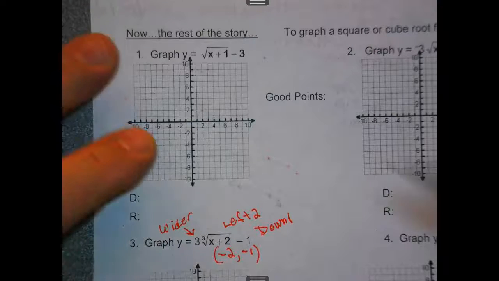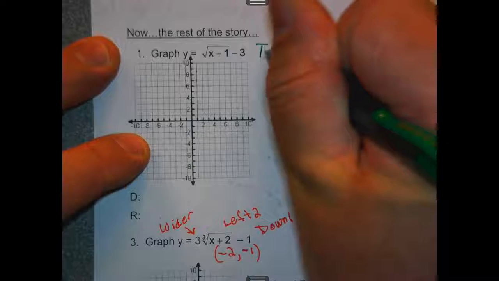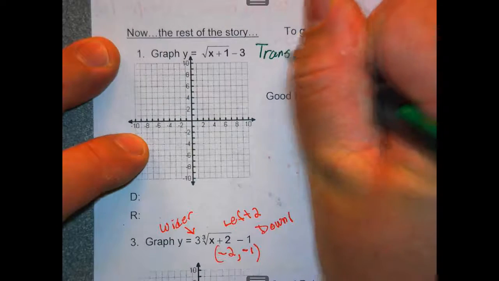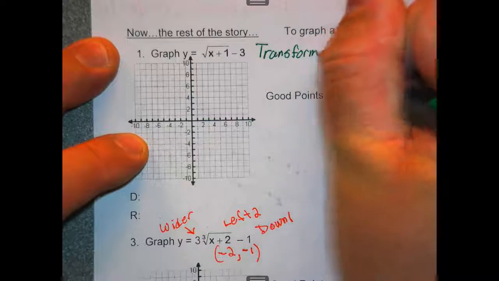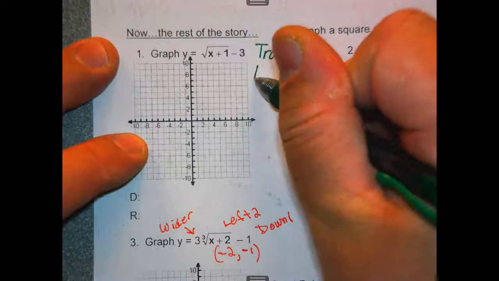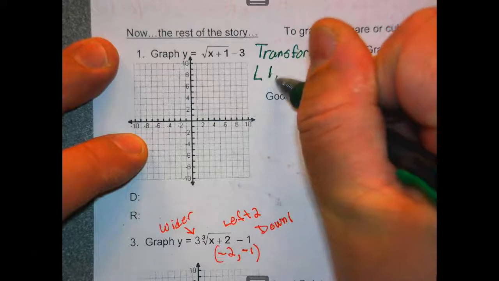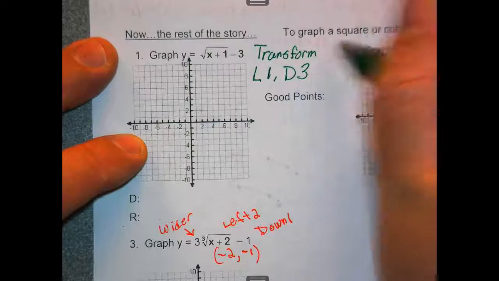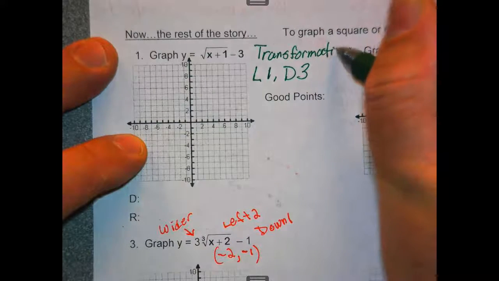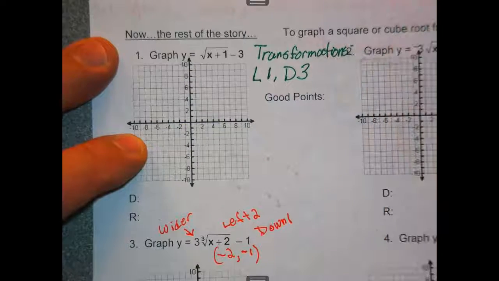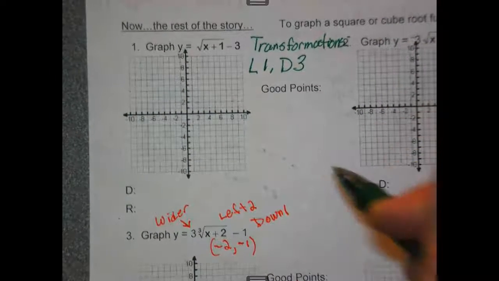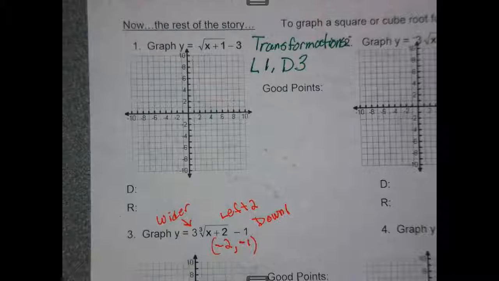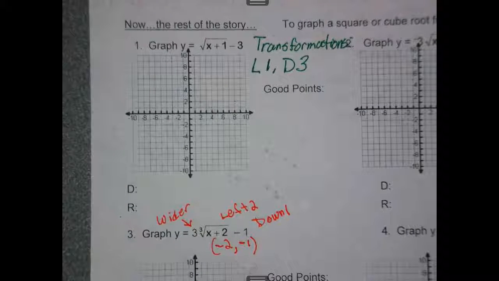All right, number 1, what's my transformations? Left 1. What else? Down 3. Okay, anything else? Nope, that's it. Okay, what's the easiest way to do this?